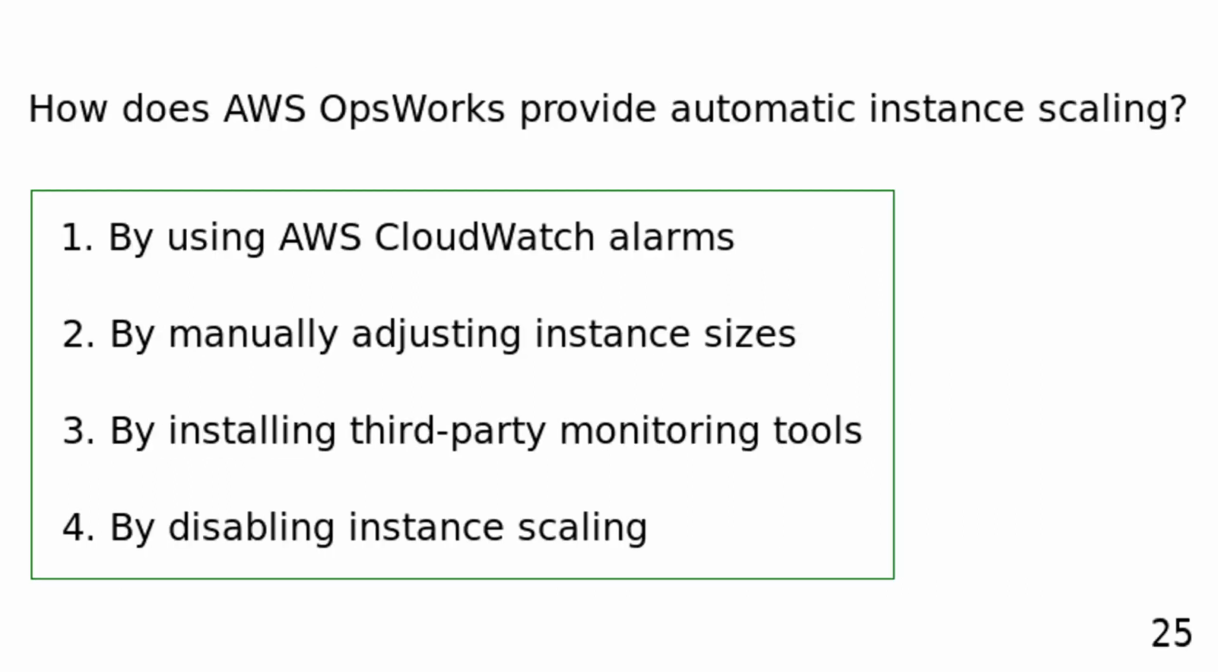How does AWS OpsWorks provide automatic instance scaling? By using AWS CloudWatch alarms. By manually adjusting instance sizes. By installing third-party monitoring tools. By disabling instance scaling.